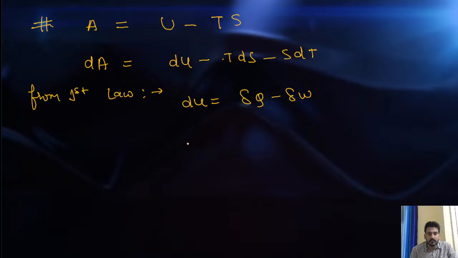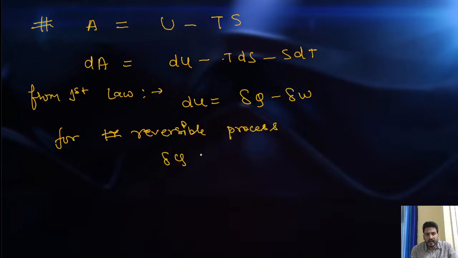Del q minus del w. Okay? And for a reversible process, I hope that you know this. For a reversible process, I can write del q as TdS. I think you have covered this in classical thermodynamics. Clear? Del q is equal to TdS.